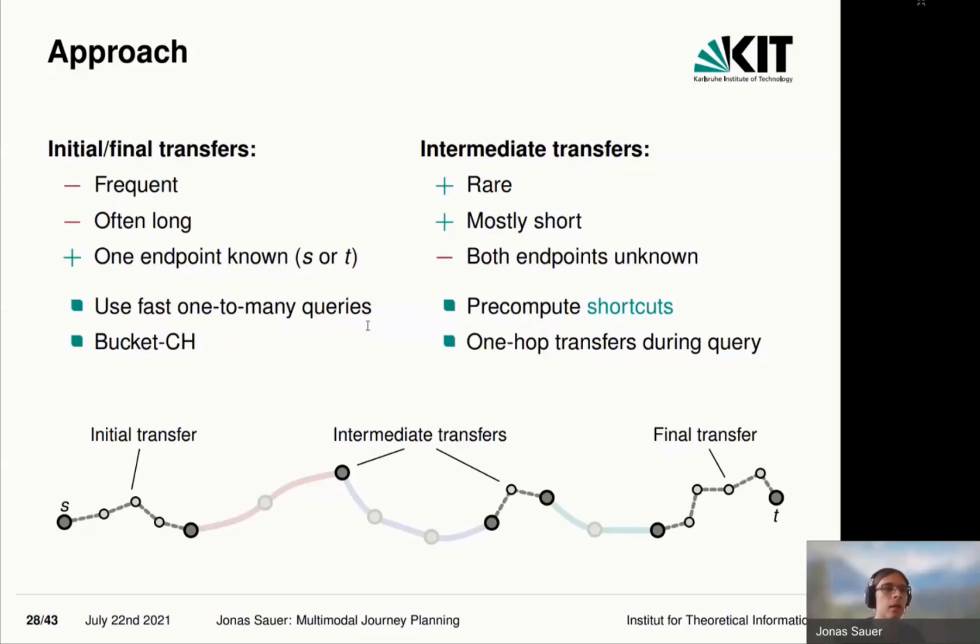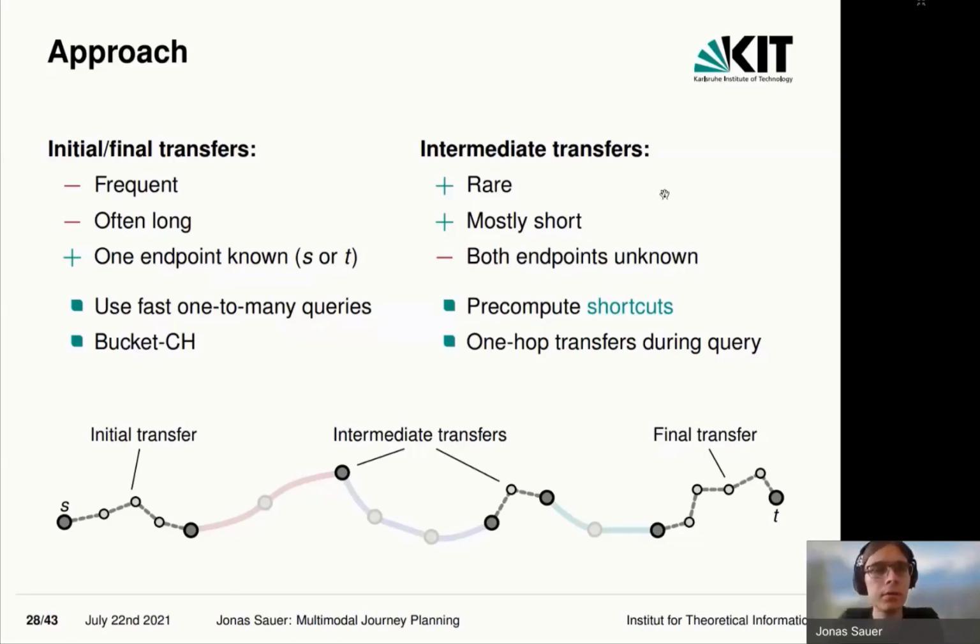And on a network like Switzerland, we can compute shortest path distances from S to all vertices, all stops in the network in about 1 millisecond. So we can answer that quite quickly. And we can do the same in reverse for the final transfer. So that gives us, in a very short time, all the possible options for the initial and final transfers. So even though there are a lot of options, we can compute them all quickly.